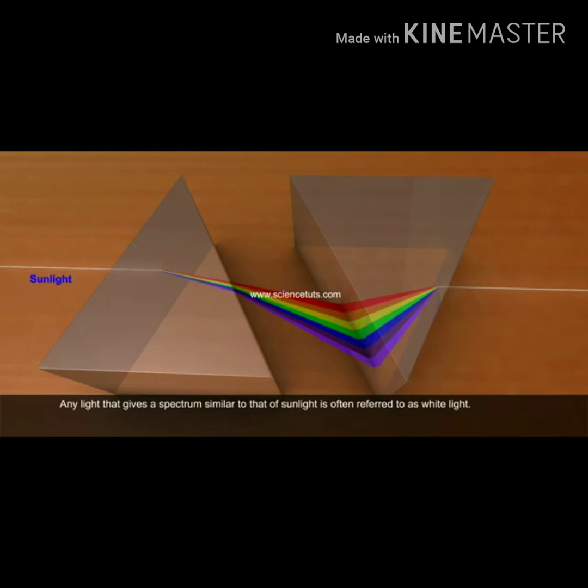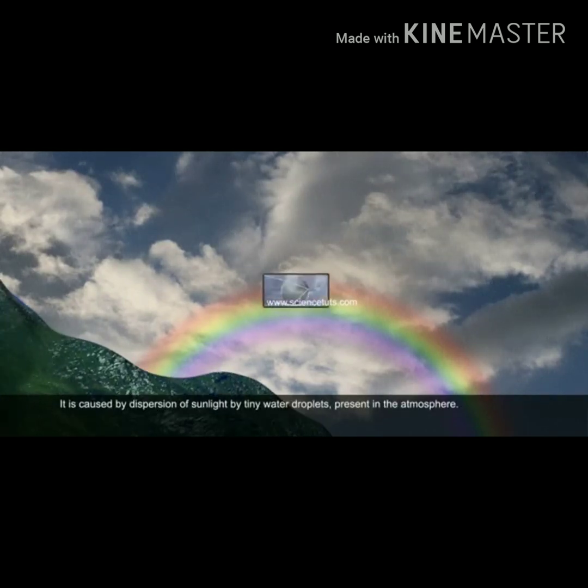Any light that gives a spectrum similar to that of sunlight is often referred to as white light. A rainbow is a natural spectrum appearing in the sky after a rain shower. It is caused by dispersion of sunlight by tiny water droplets present in the atmosphere. A rainbow is always formed in a direction opposite to that of the sun. The water droplets act like small prisms.